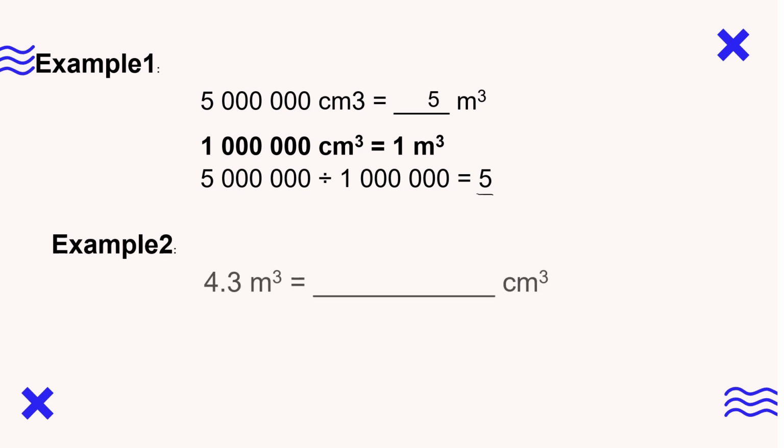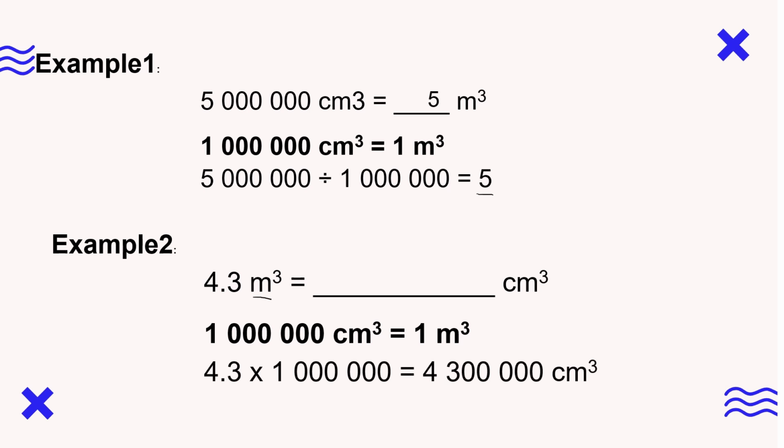Example number 2. 4.3 cubic meter is equivalent to how many cubic centimeter? Alam naman ulit natin, 1 million cubic centimeters equivalent to 1 cubic meter. Tayo ba ay magdi-divide or mag-multiply? So, ang sagot, tayo ay mag-multiply dahil malaki papaliit ang gagawin natin. So, 4.3 times 1 million is equivalent to 4,300,000 centimeter cube. Easy lang yan.